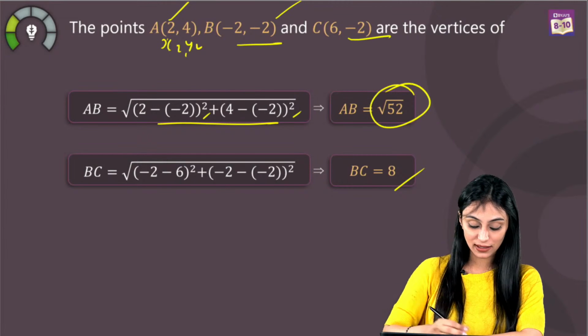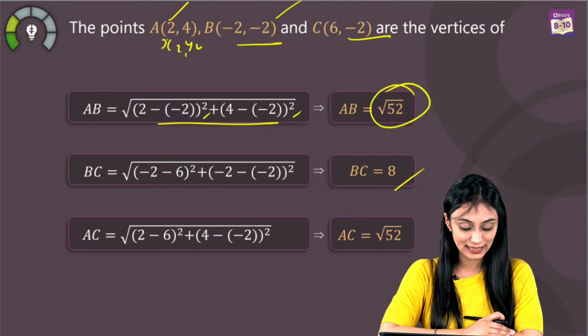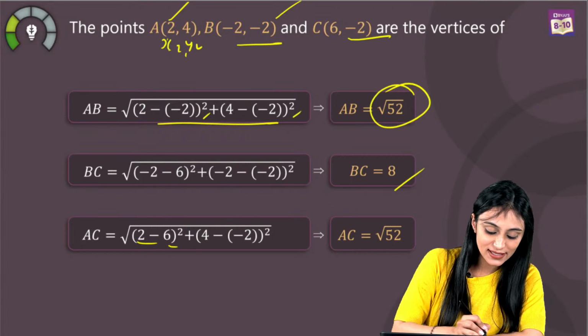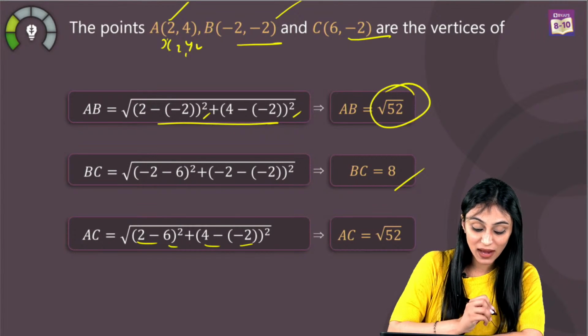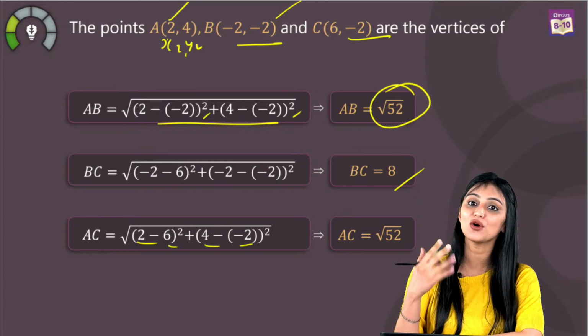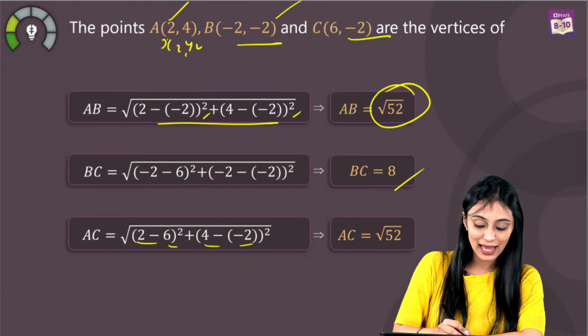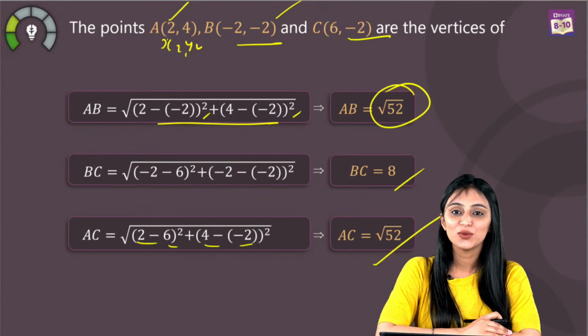In a similar manner, we will be finding out AC, right? So AC would be 2 minus 6 whole square plus 4 minus 2 whole square, right? Which would be 4 plus 2 whole square, basically 6 square, right? And the value of AC would come out as root 52.